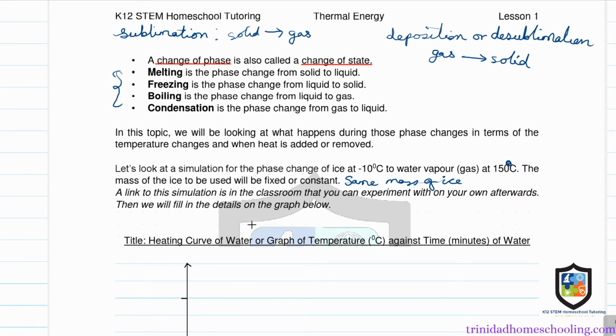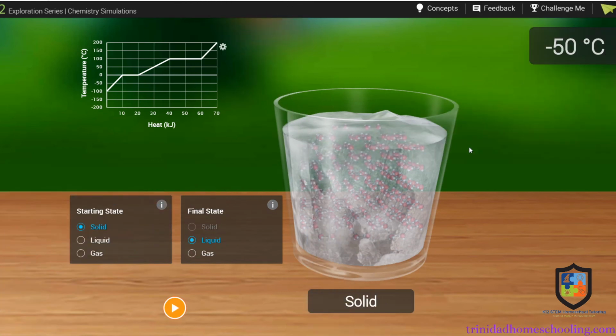So this simulation that we are about to look at, you can find a link to it in the classroom. You can experiment with it on your own. So here's our simulation, and we are going to be looking at solid ice at minus 50 degrees Celsius. So it's colder than the freezing point or melting point of ice, right? And we're going to look at what happens when it moves from a solid to a liquid.